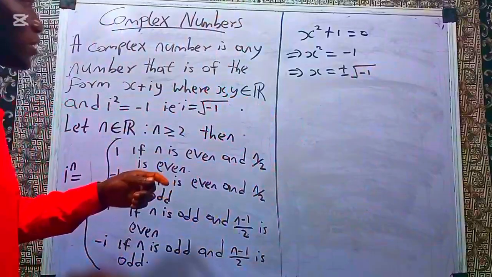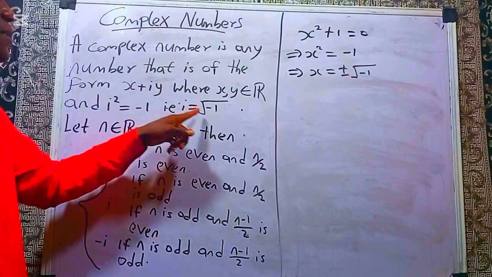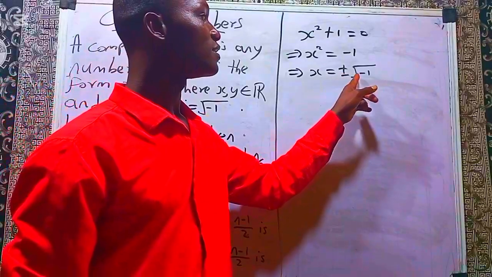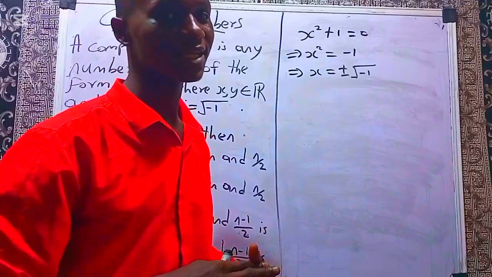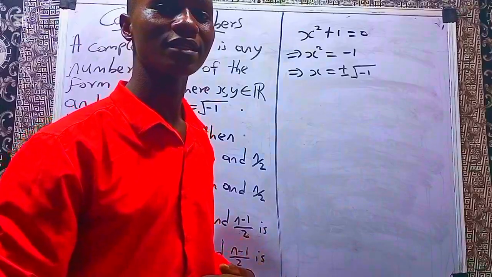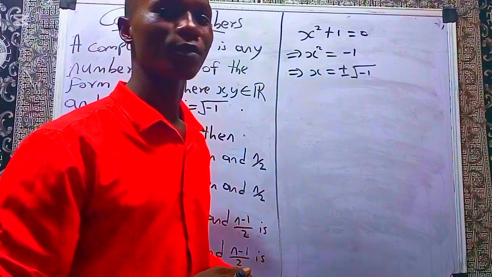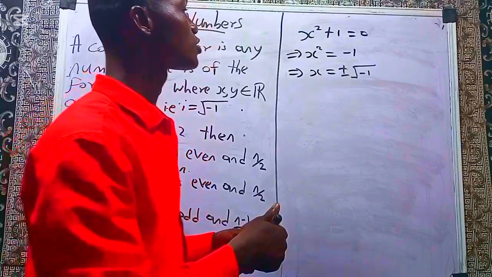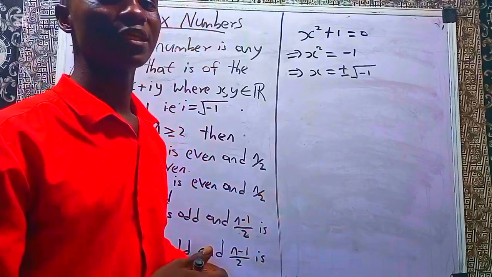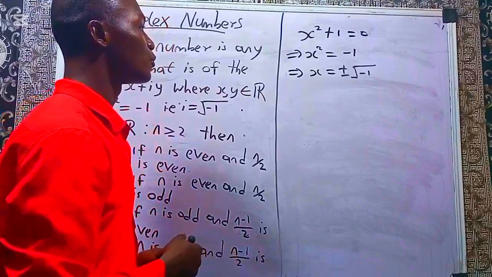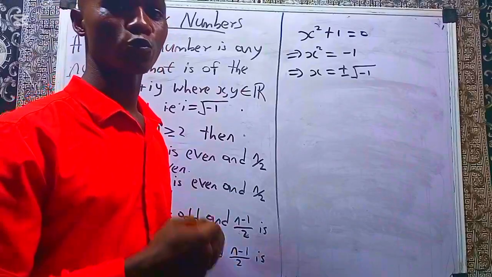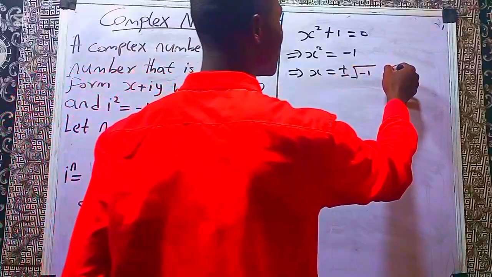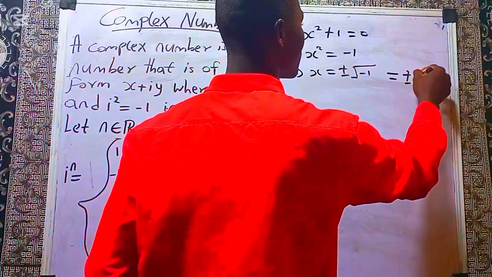But they told us that what? i is the square root of minus 1. But you notice that if you are solving this, we don't have square root of negative numbers in the real line. Square root of a negative number is not a real number. So because of that, this is actually a complex number. So we call such roots complex roots if you are solving a quadratic equation. So this is actually plus or minus i.